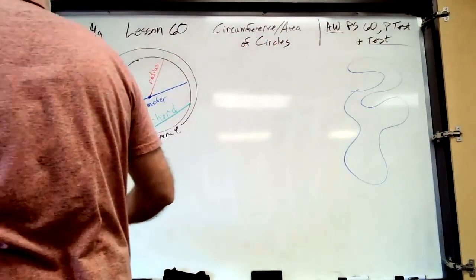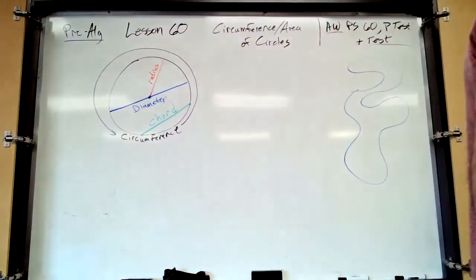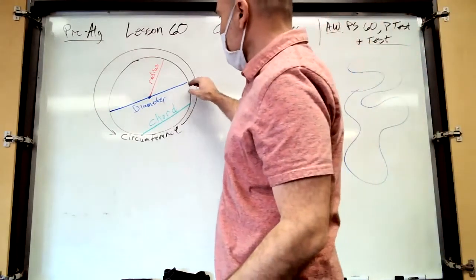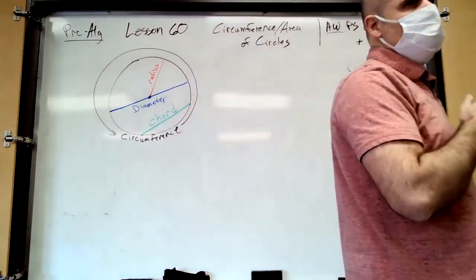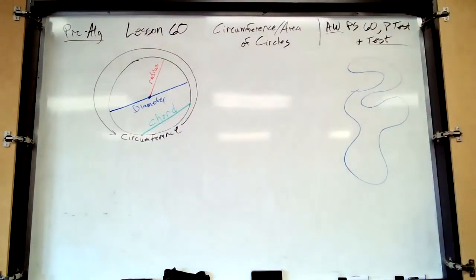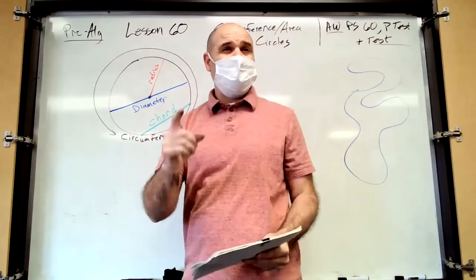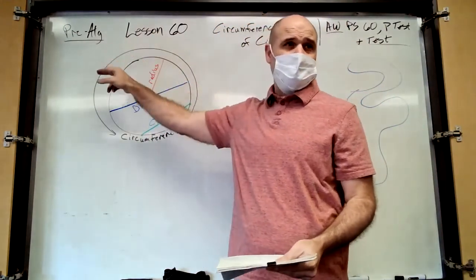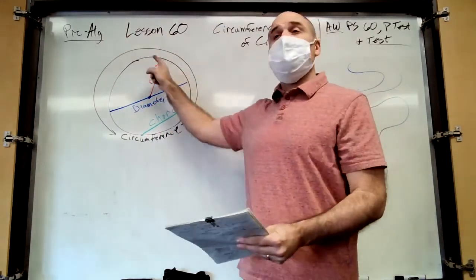If I were to take this diameter, which is bigger than this, and wrap it around the circle, how many times do you think this blue line would wrap around the circle? How many of these do you think I could fit around the circle? Two and a half. Three. Yeah. A little over three.